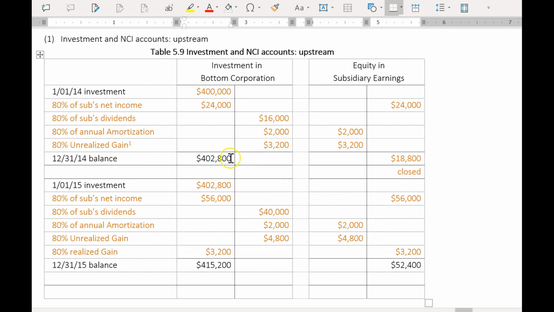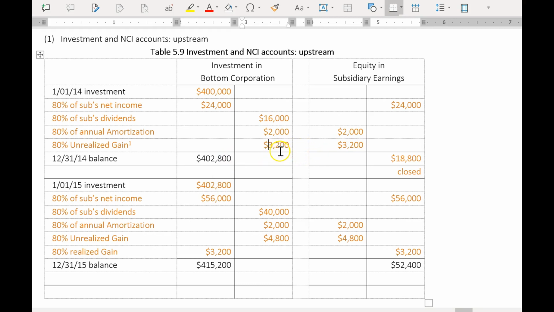That gives you the parent's investment at the end. Why? Because remember, when there is unrealized gain, the parent needs to recognize it. The parent would debit equity in net income and credit investment for the unrealized gain.